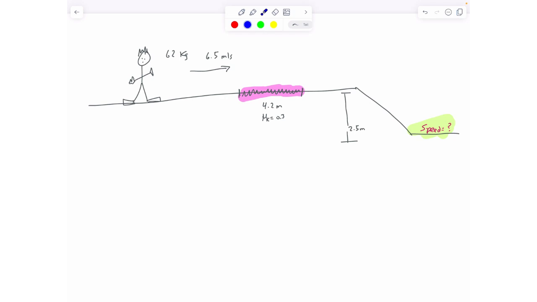The question is, what's his speed? So his speed initially is 6.5 meters per second, but what's his speed at the bottom of the hill? Okay, and then it drops down 2.5 meters. So you can look at this from an energy perspective, right?